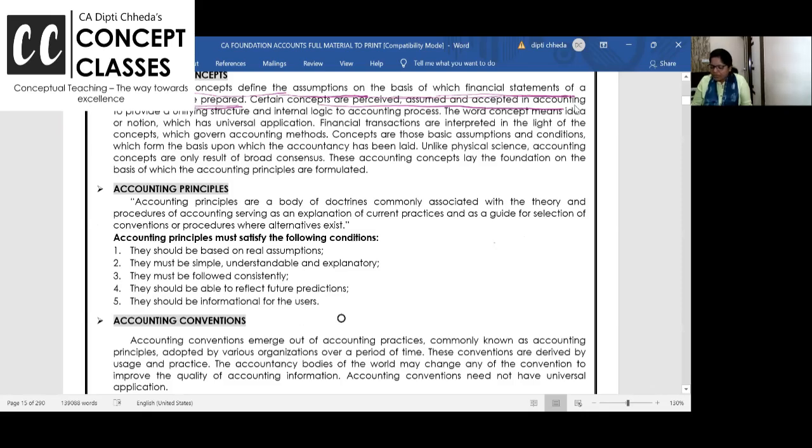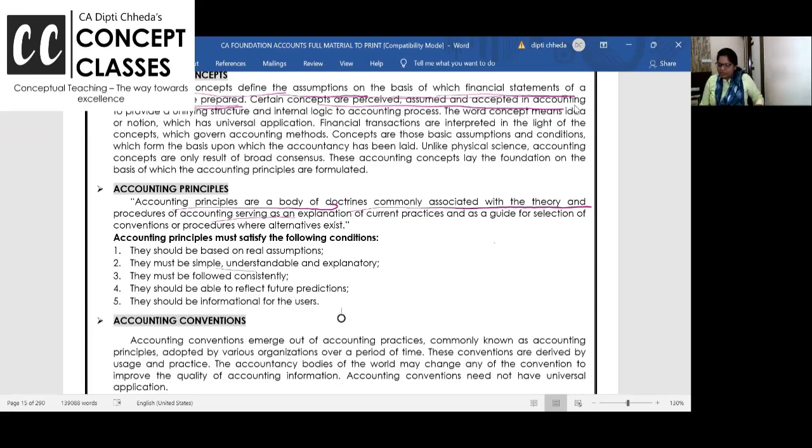They are the body of doctrines commonly associated with theory and procedure of accounting as an explanation of current practices and as a guide for selection of the conventions and procedures. So accounting principles are like fundamental. They will help you to decide what to do. Okay. So accounting principles should be based on the real assumptions.